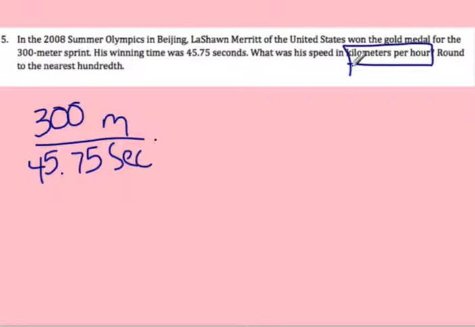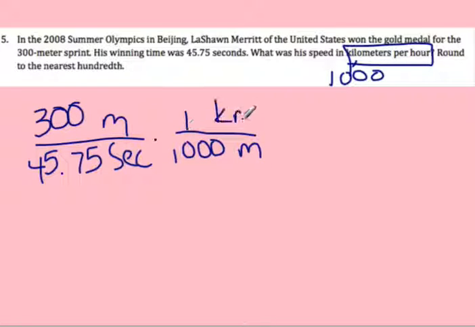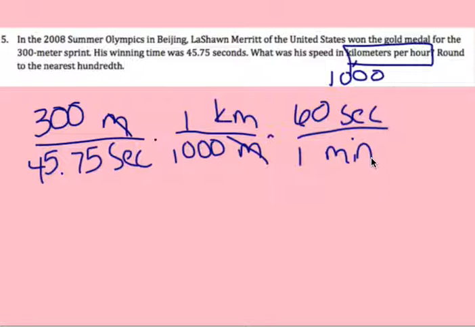So kilo means 1,000. So we're going to have 1,000 meters for every 1 kilometer. So right away, I've canceled out meters. So now I need to convert seconds to hours. Well, we know there's 60 seconds in 1 minute. So I've simplified seconds out, and now I need to simplify to hours. So I know there's 60 minutes in every 1 hour. So now I've crossed off that minute label.